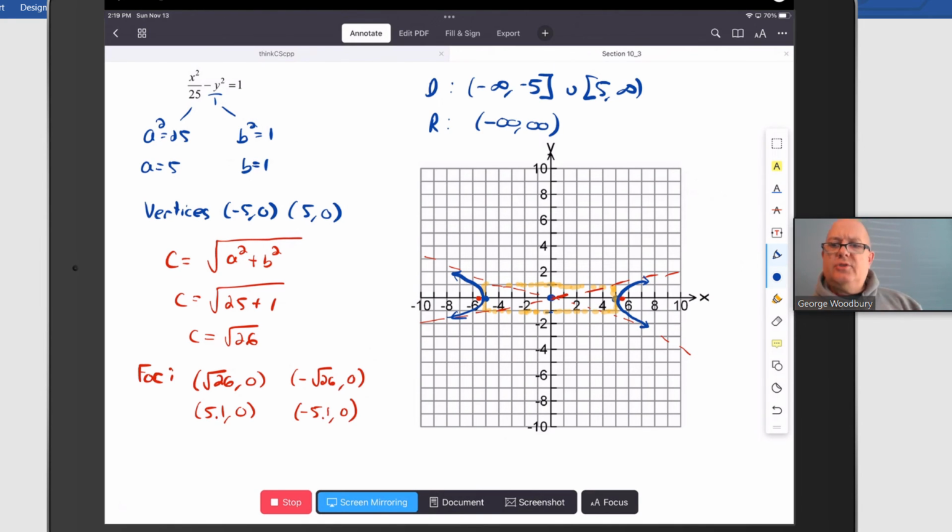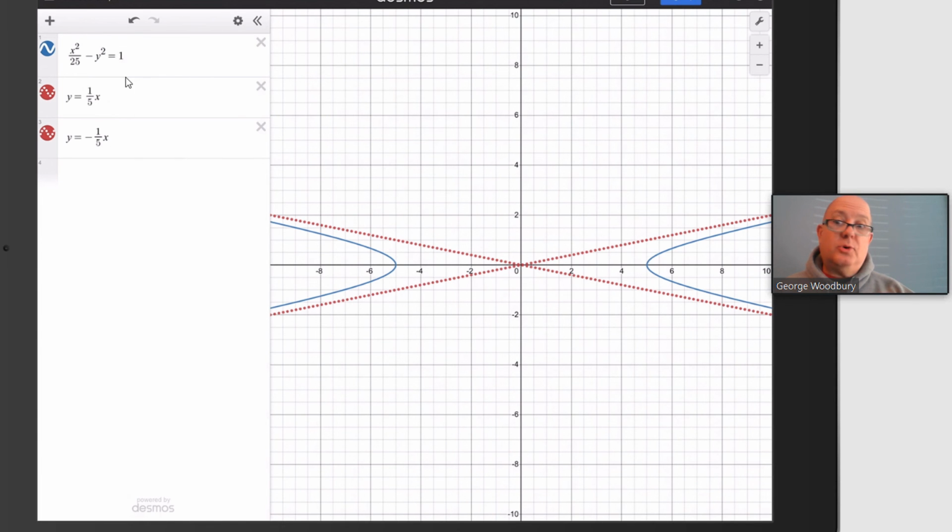Now I mentioned, let's try to graph this one on Desmos so that you can see what this looks like. All right, in Desmos, I have typed the equation for the hyperbola, x squared over 25 minus y squared equals 1. I've also typed the equations for the asymptotes, which I didn't mention when we were on that screen. y equals 1/5 x, b over a, and y equals negative 1/5 x, negative b over a. Those are the red dotted lines. The hyperbola itself we can see in blue.